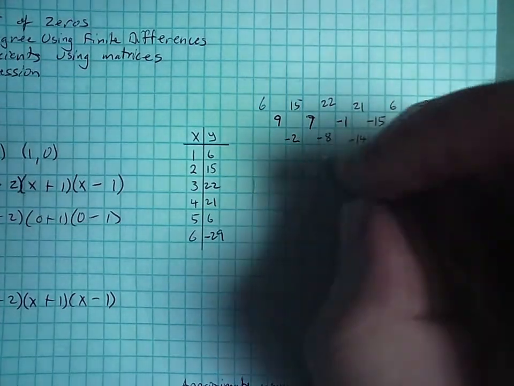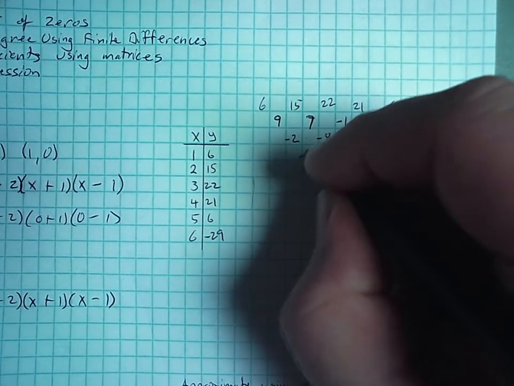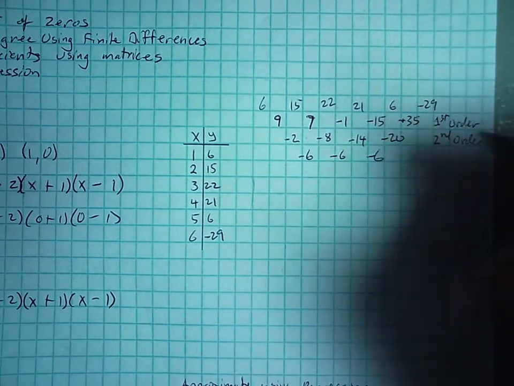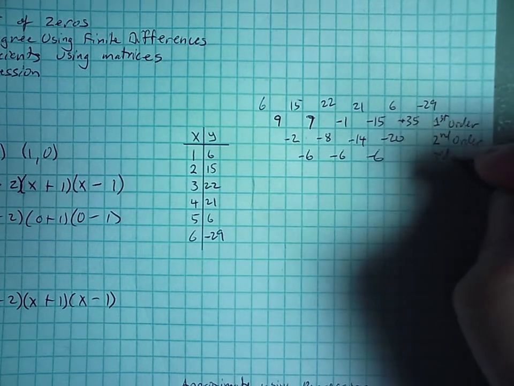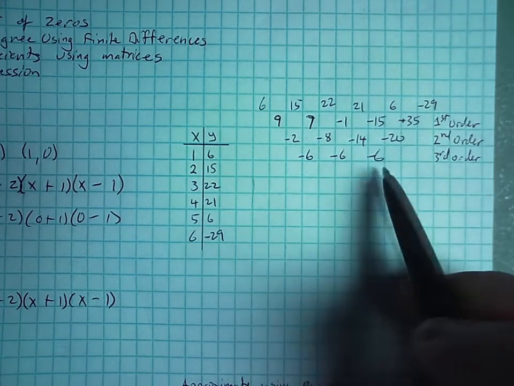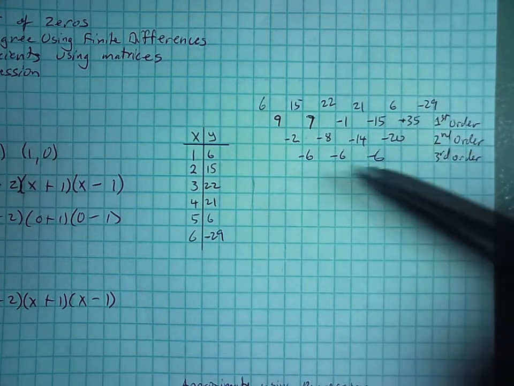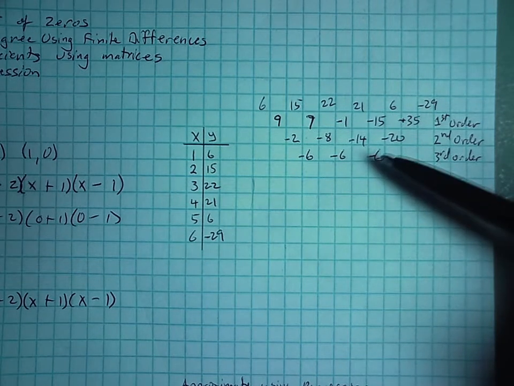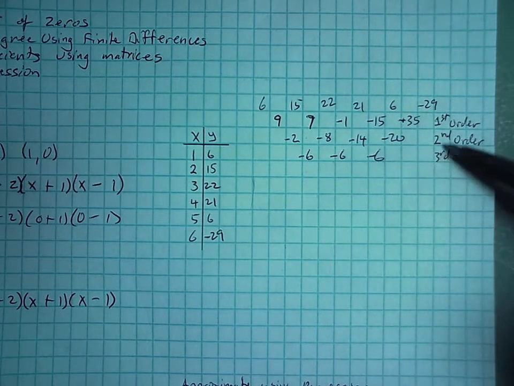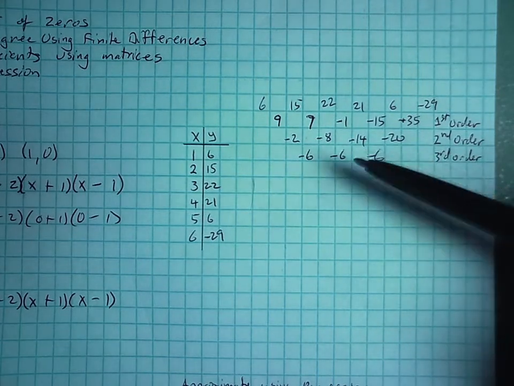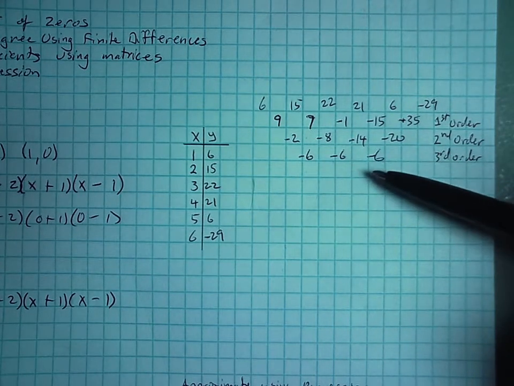I'm going to repeat this process again, finding the third order differences to be negative 6, negative 6, and negative 6, which is excellent because these are all the same. So if you get to a set of finite differences where the bottom row is where the differences are all the same, then you've found the degree of your relationship. This is a third degree, or third order, relationship.